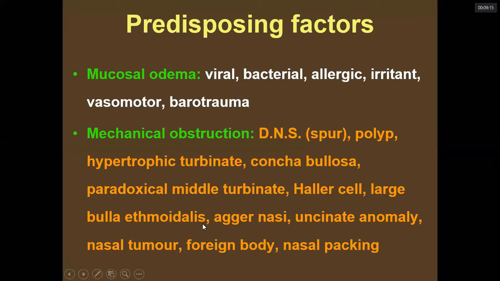Agger nasi is the innermost ethmoidal air cell. So, concha bullosa anomaly. Whenever there is an anomaly of any normal structure, it is going to cause obstruction. And as is obvious with nasal tumor, foreign body, and nasal packing, there is going to be obstruction, poor ventilation, stasis of secretions, and ultimately inflammation.